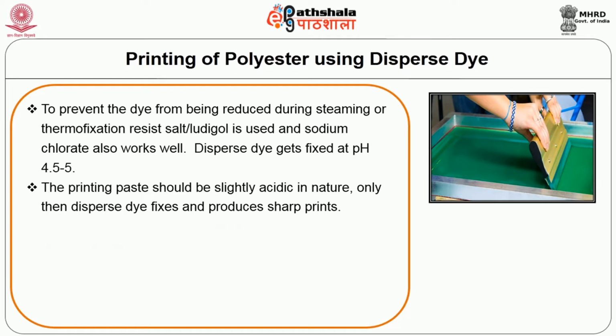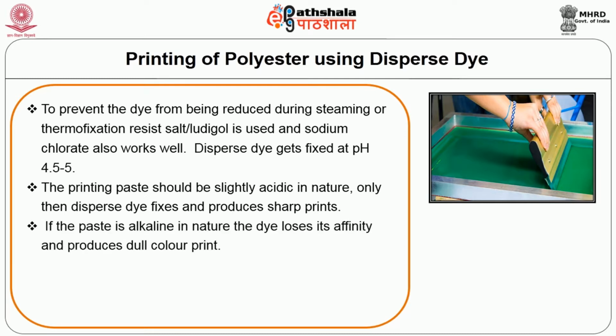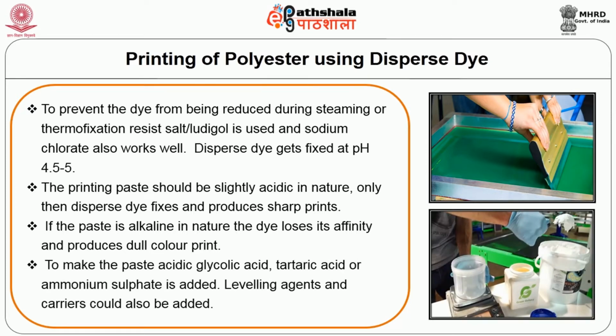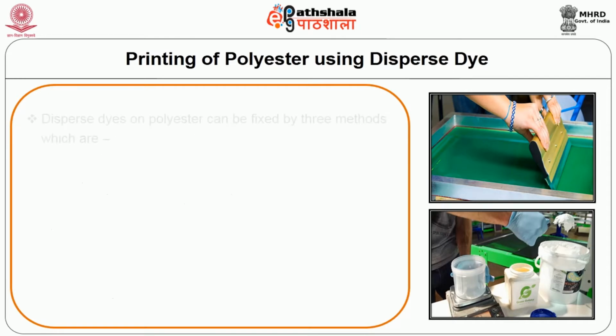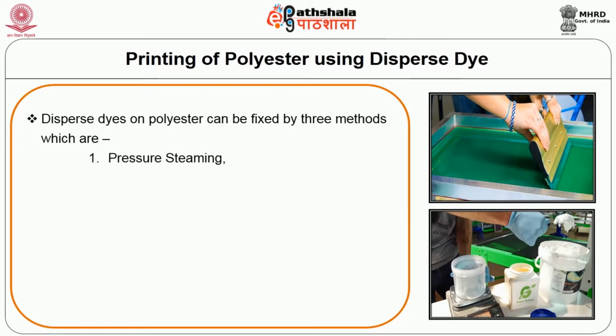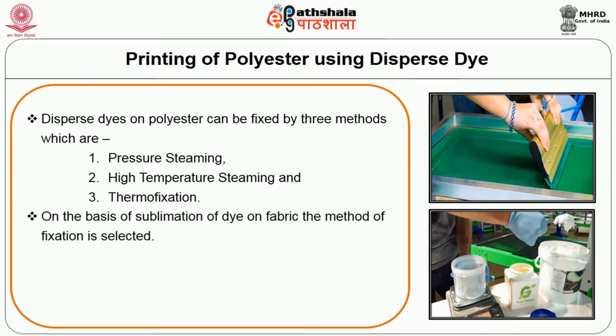The printing paste should be slightly acidic in nature, only then disperse dye fixes and produces sharp prints. If the paste is alkaline in nature, the dye loses its affinity and produces a dull color print. To make the paste acidic, glycolic acid, tartaric acid or ammonium sulfate is added. Leveling agents and carriers could also be added. Disperse dyes on polyester can be fixed by 3 methods, which are pressure steaming, high temperature steaming and thermofixation. On the basis of sublimation of the dye on the fabric, the method of fixation is selected.